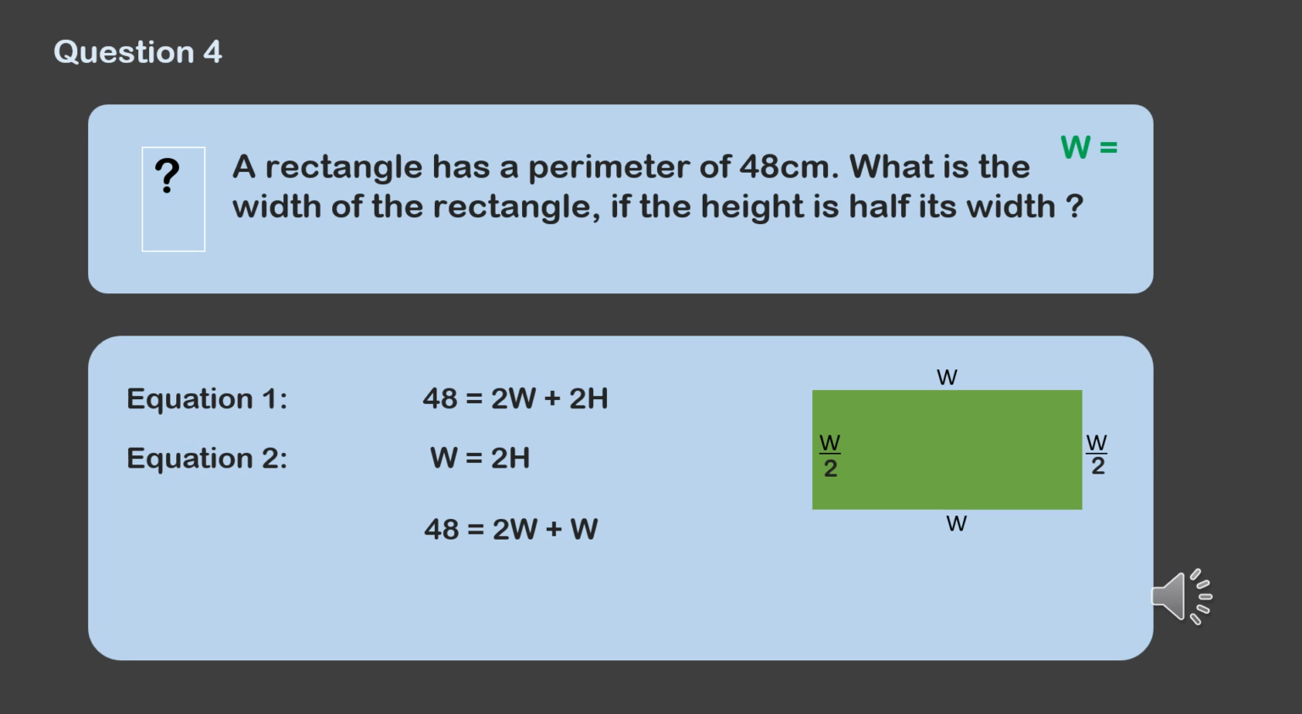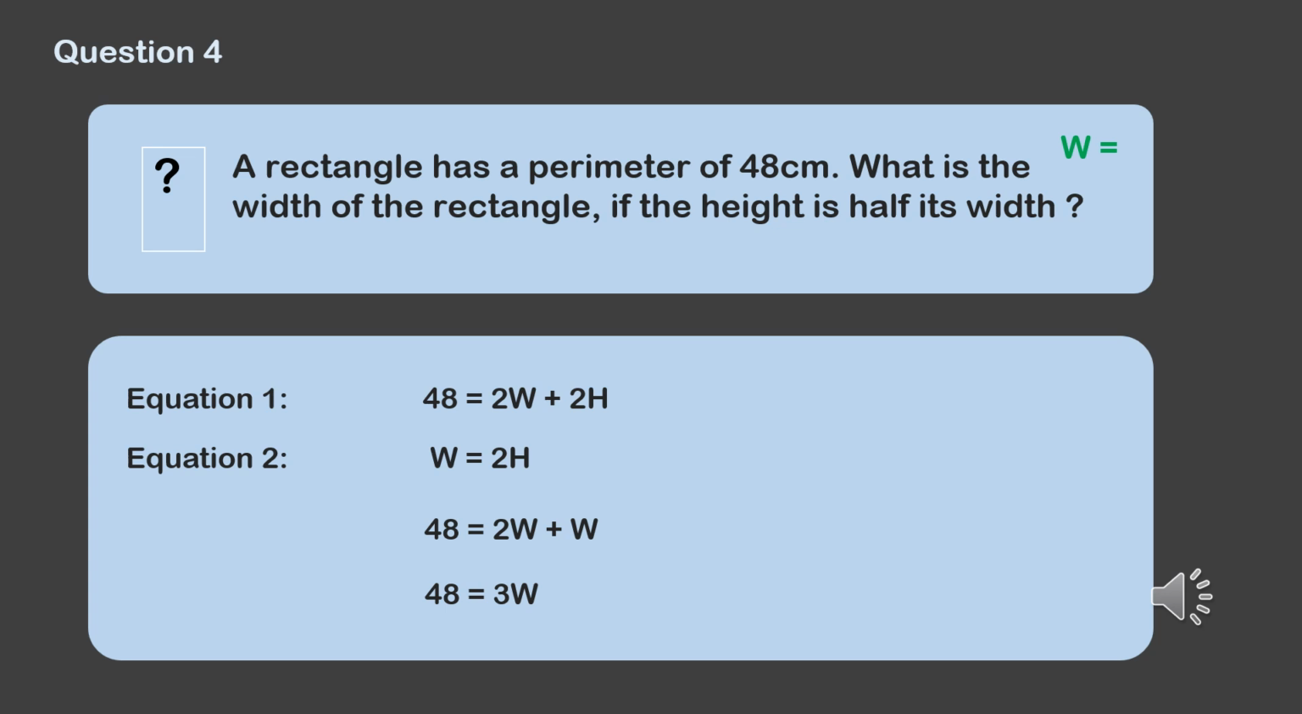It's always easier to work with a whole number rather than a fraction. That's why I'm going to pick w equals 2h. So I can either replace every w with 2h or replace every 2h with 1w. Going back to my main equation, 48 equals 2w plus 2h, which also equals 2w plus 1w. So 48 equals 3w, a very simple algebraic equation.